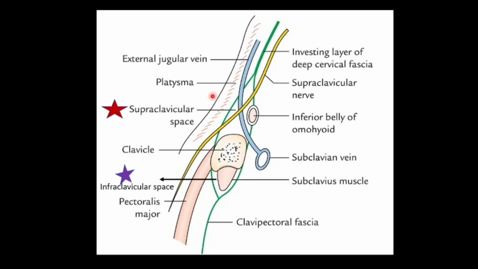In this context, we will see what the infraclavicular space is. It is a space formed by the splitting of two layers of the clavipectoral fascia while it is enclosing the subclavius, seen at the inferior surface of the clavicle. Whereas the supraclavicular space is at the upper surface of the clavicle, formed by the splitting of the investing layer of deep cervical fascia.